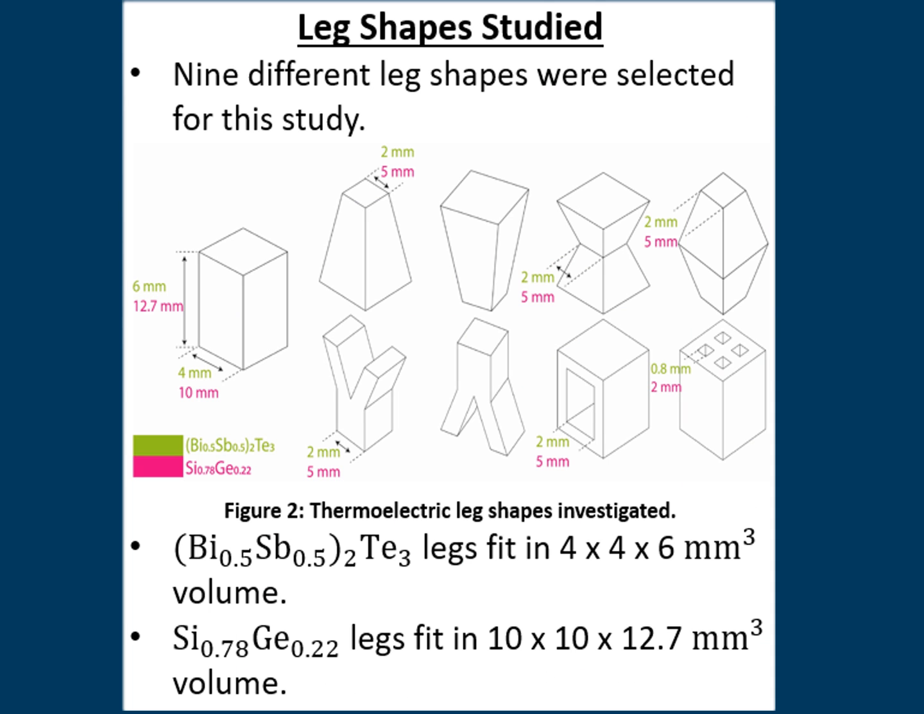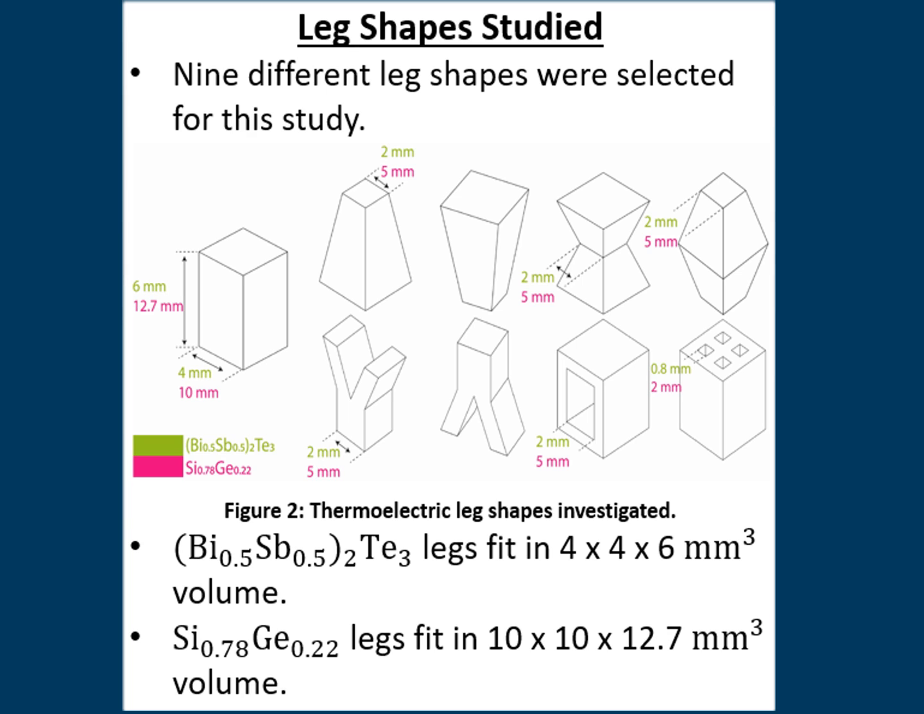The goal of this work is to investigate the impact of leg geometry on the temperature and electrical potential gradients across the leg. For that purpose, 9 different leg shapes were selected for this study. The baseline is a rectangular prism, as this shape is the standard leg geometry found in commercial thermoelectric modules. The other shapes studied are trapezoid, reverse trapezoid, hourglass, inverse hourglass, Y-shape, reverse Y-shape, hollow rectangular, and multi-hollow rectangular shape.